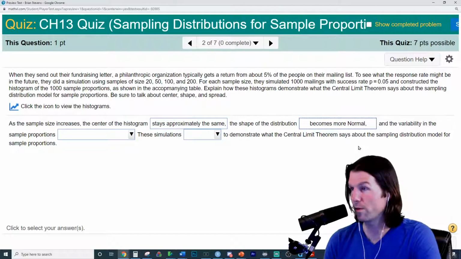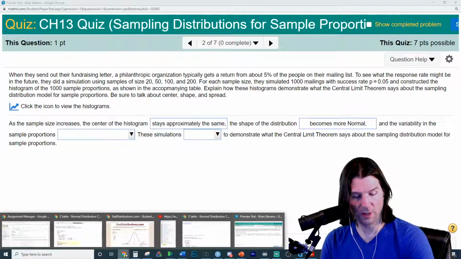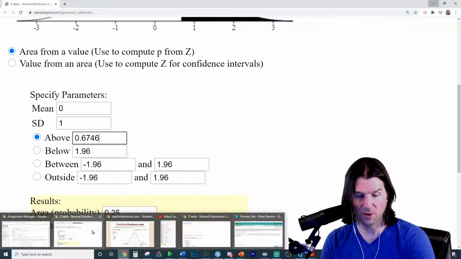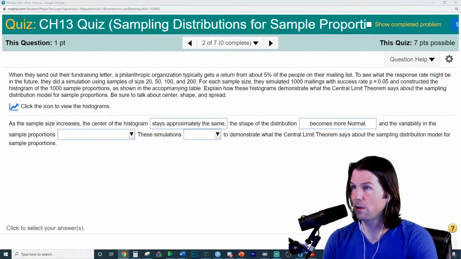So it's going to become more normal. And we can see this. Here, I'm going to show an example of it. I don't have that up currently. Give me 2 seconds. I'll show you a visualization of it.